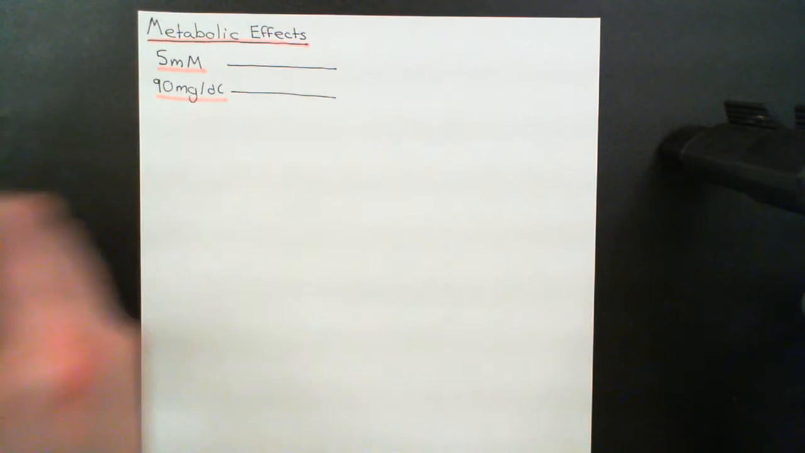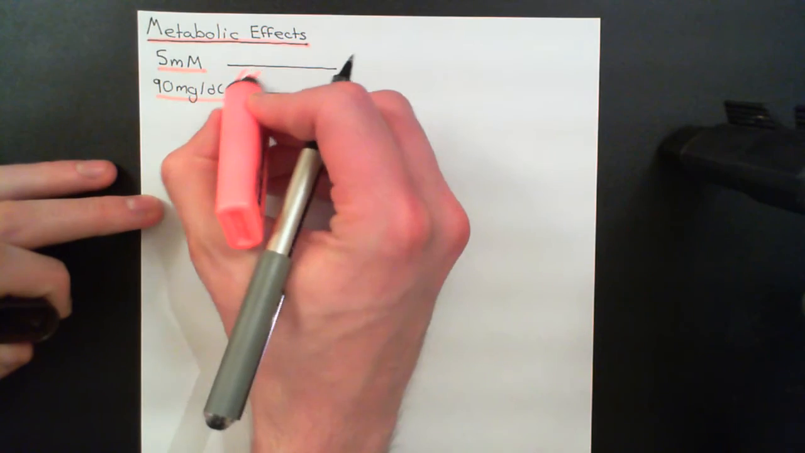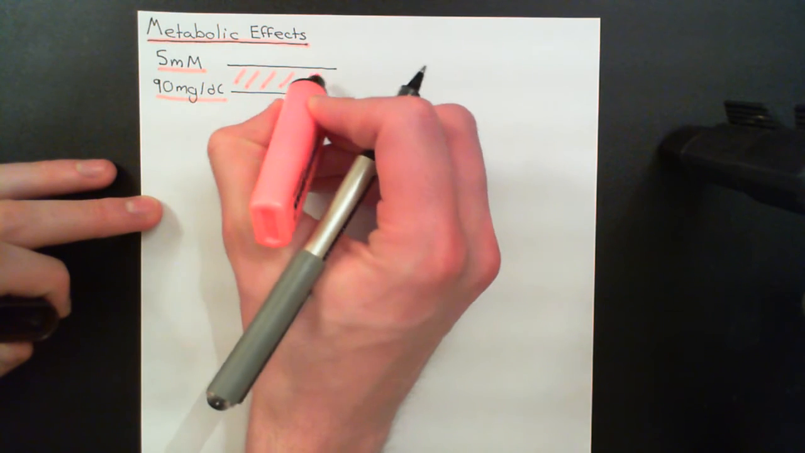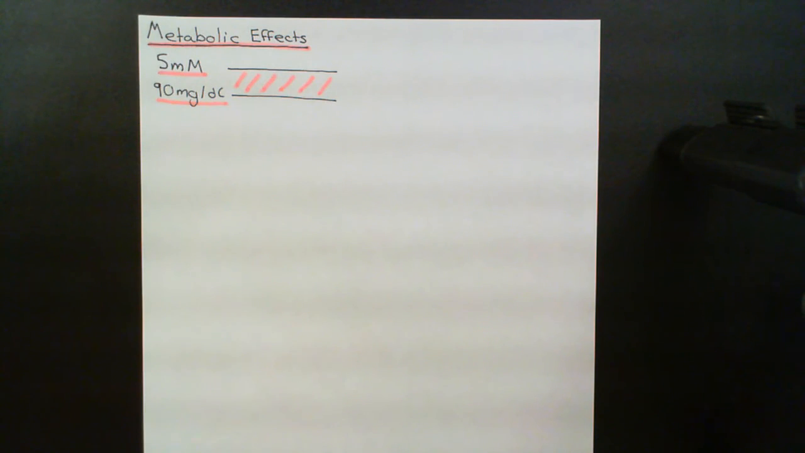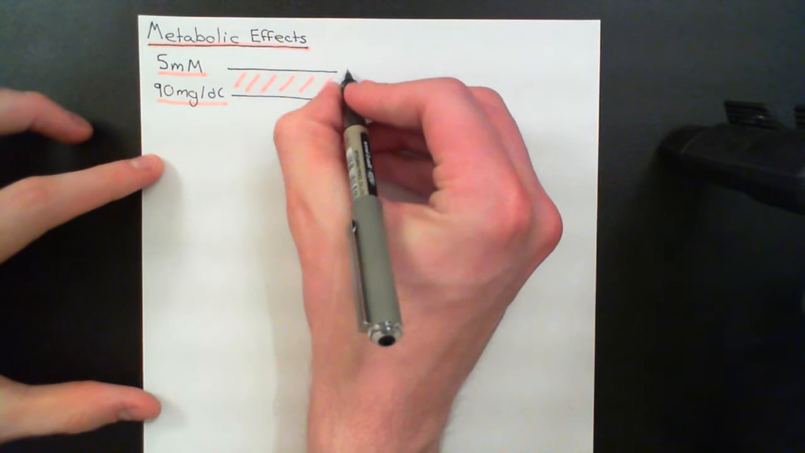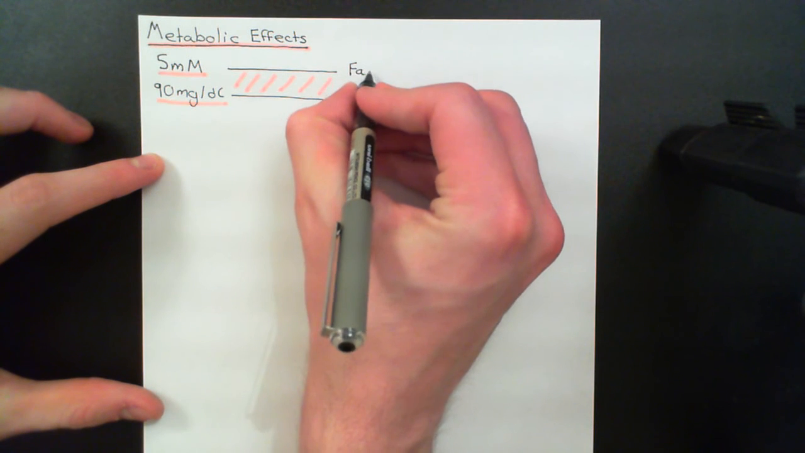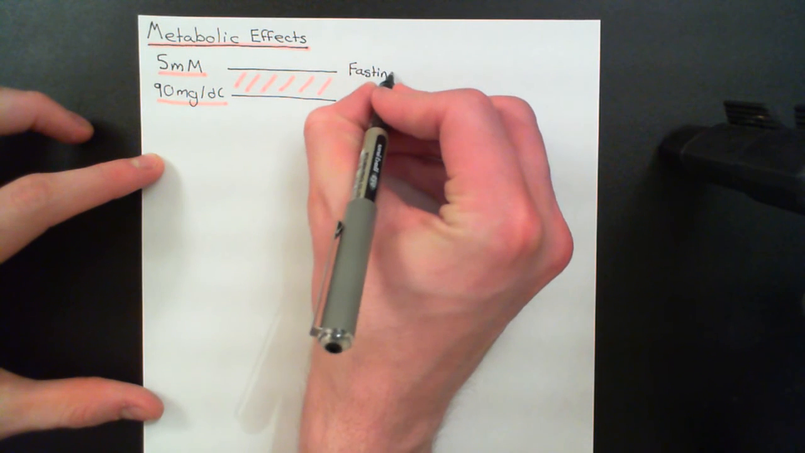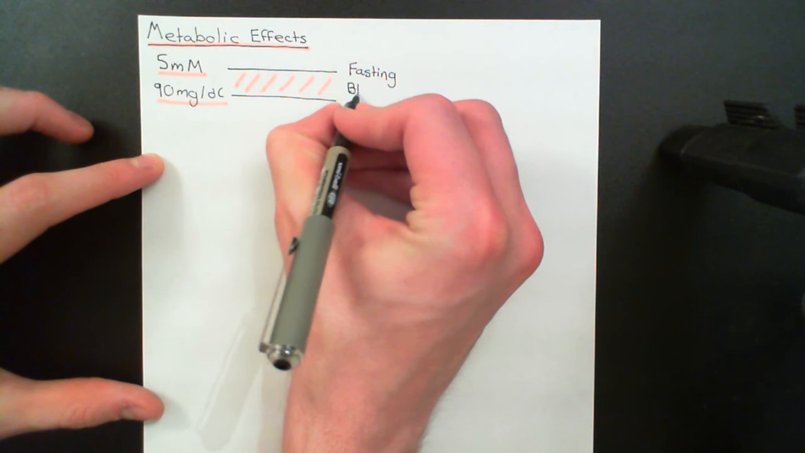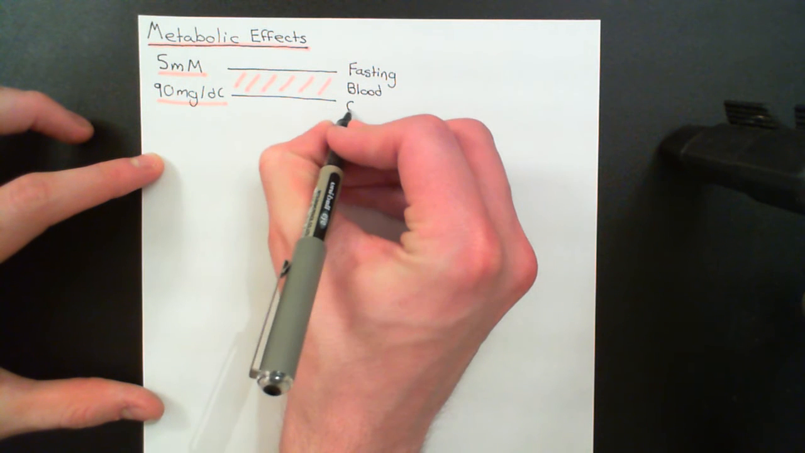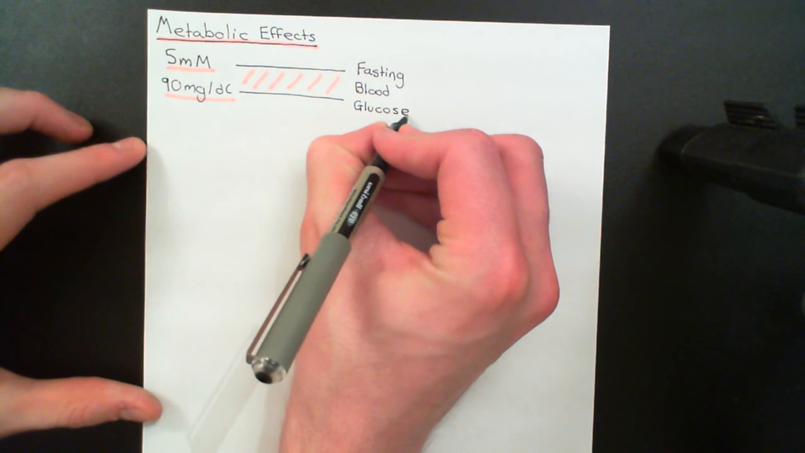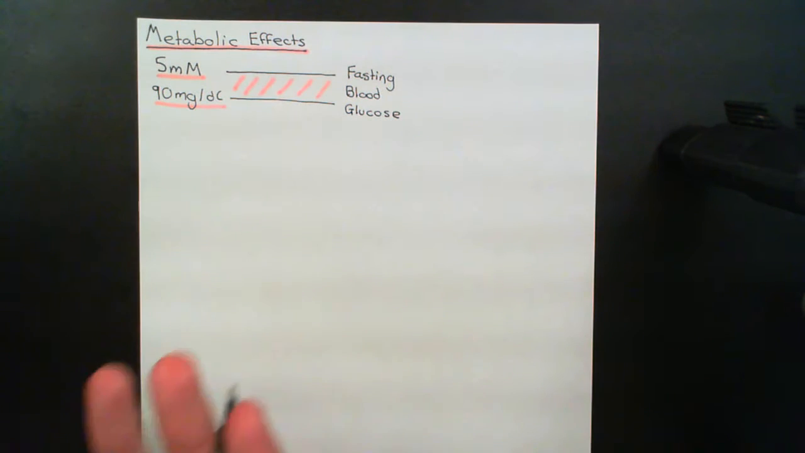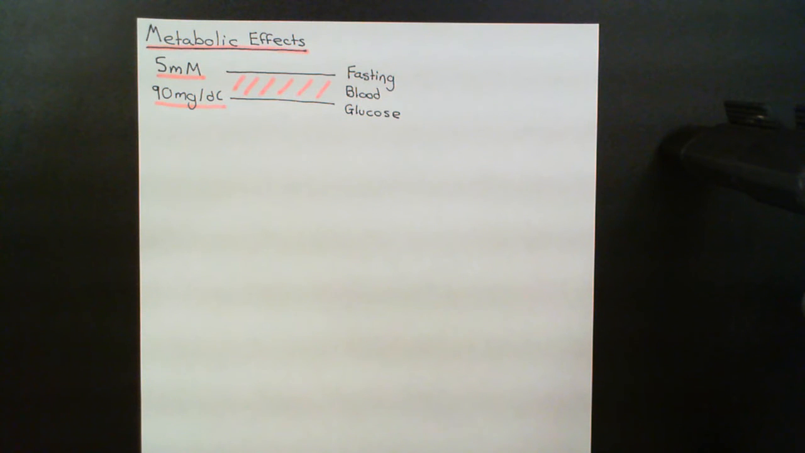So let's say this is the blood here, and the normal blood glucose concentration in the blood is going to be 5 millimolar or 90 milligrams per deciliter when you are fasting. So this is the normal fasting blood glucose. Okay, now how do we actually maintain it at that? Now let's just understand why this is actually something that needs to happen.